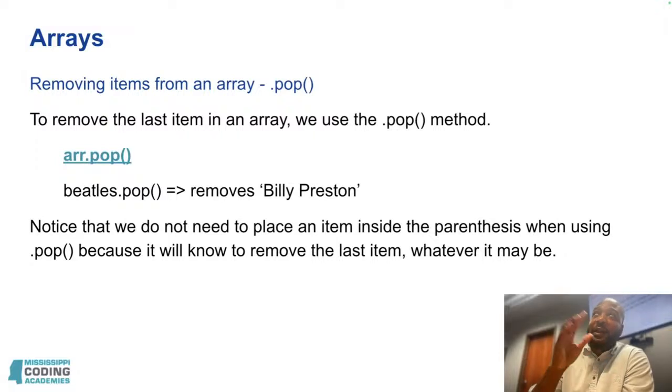Push will add an item to the end of an array. I'm messing this all the way up. Push adds an item to the end of the array. Pop removes the last item from the array.